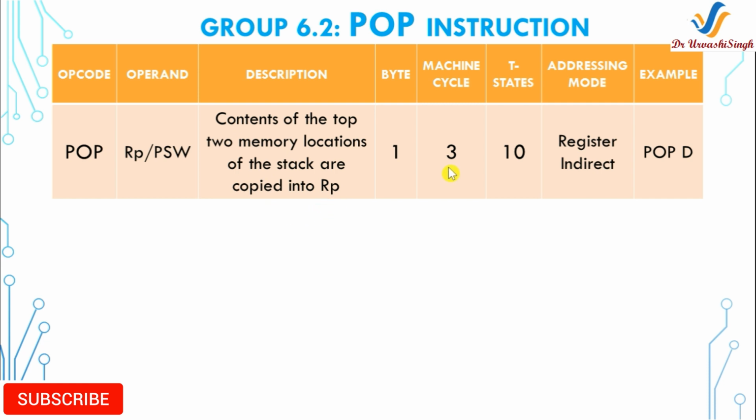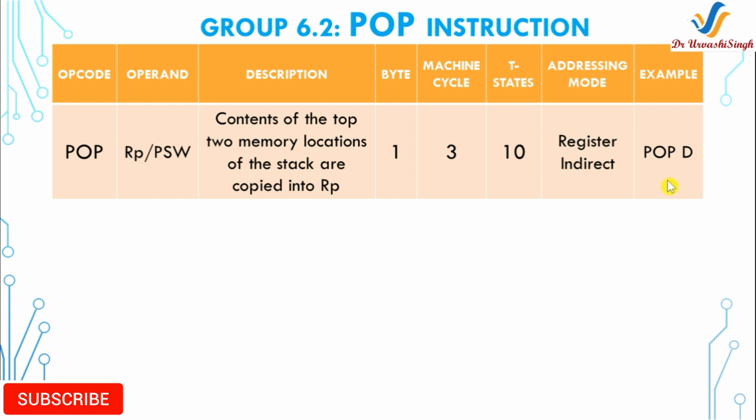In this instruction, the second and third machine cycles are memory read, for reading the contents from the stack location and copying into the register pair or PSW. Total T states required are 10. Once again, the addressing technique is register indirect. Now, an example is POP D.